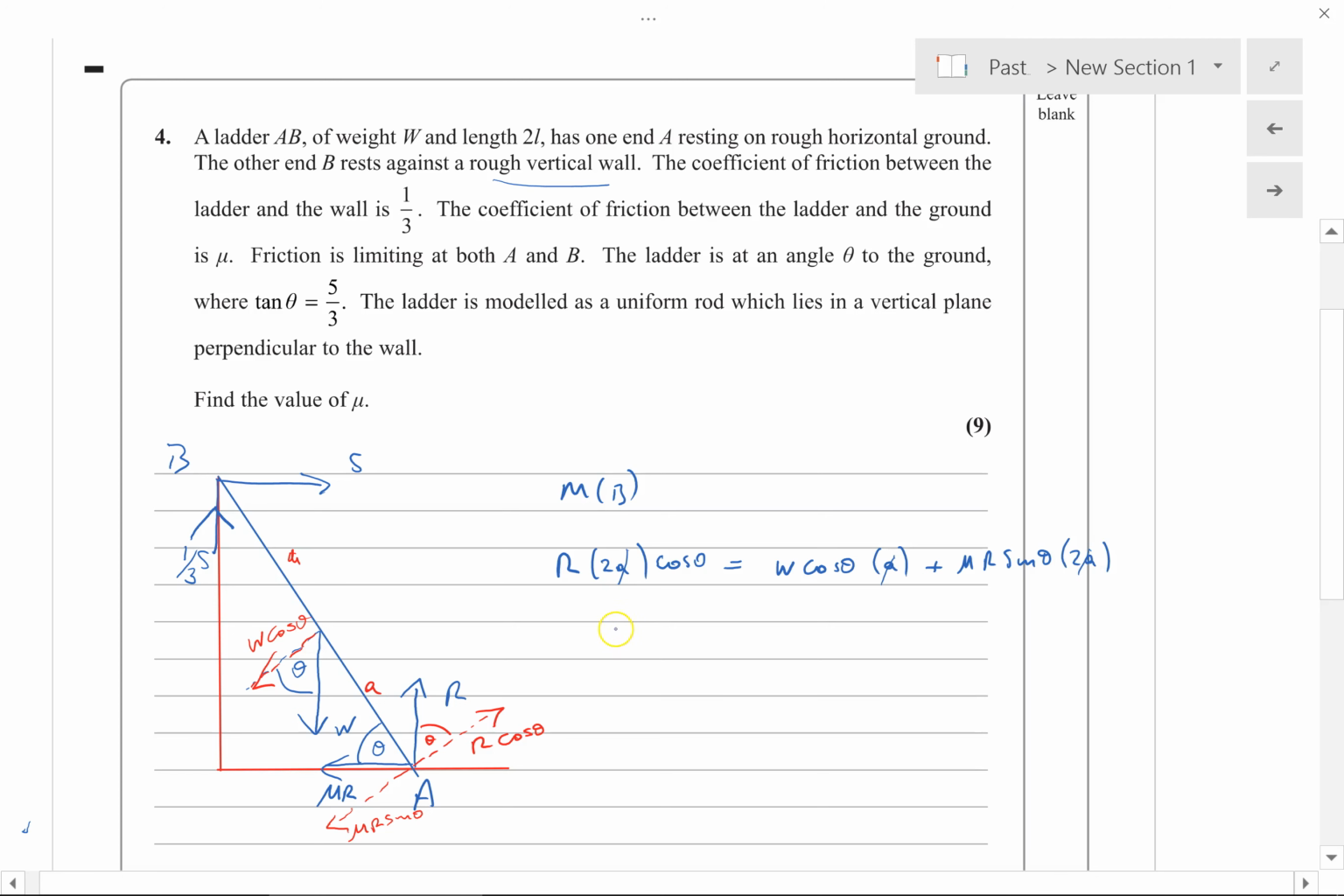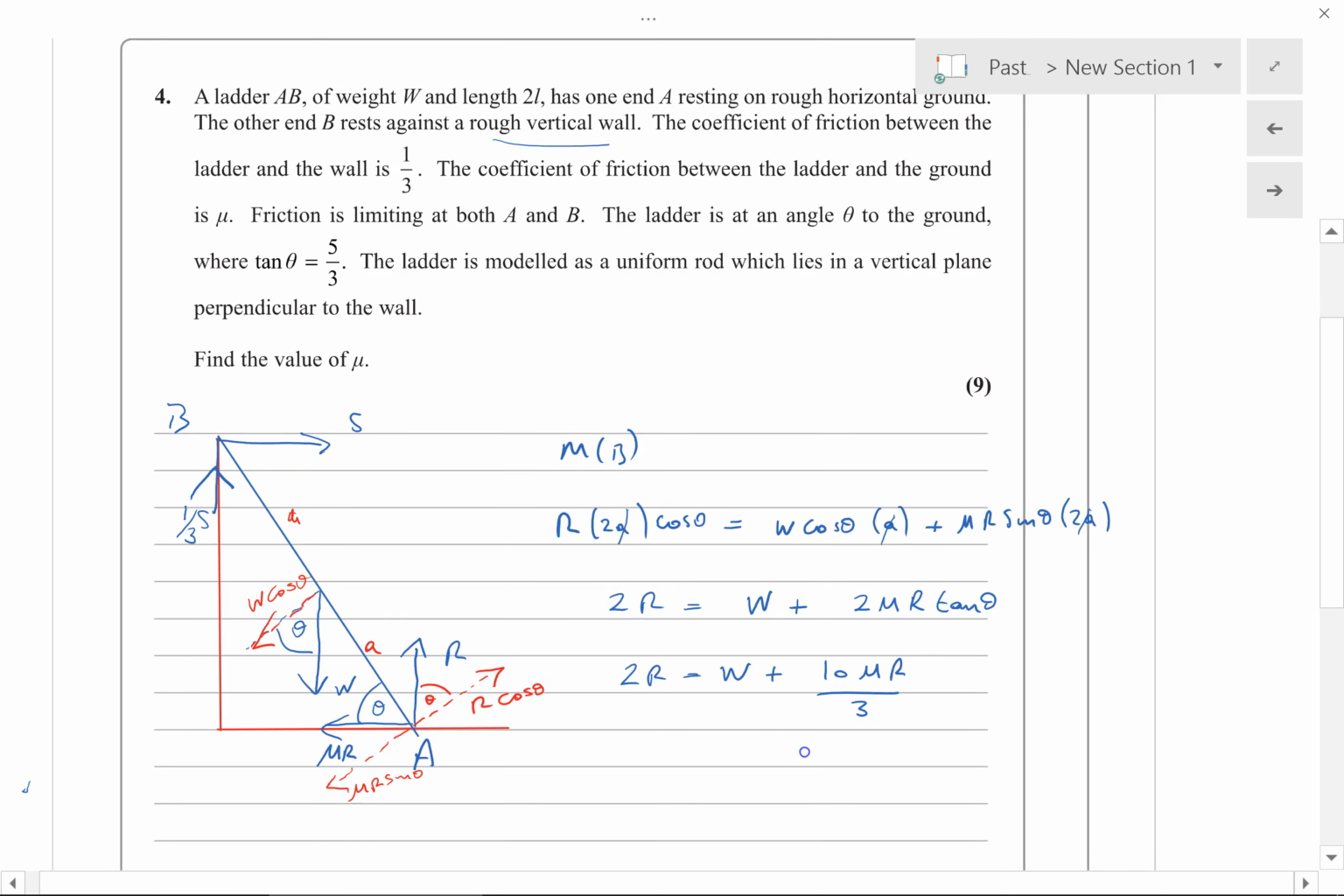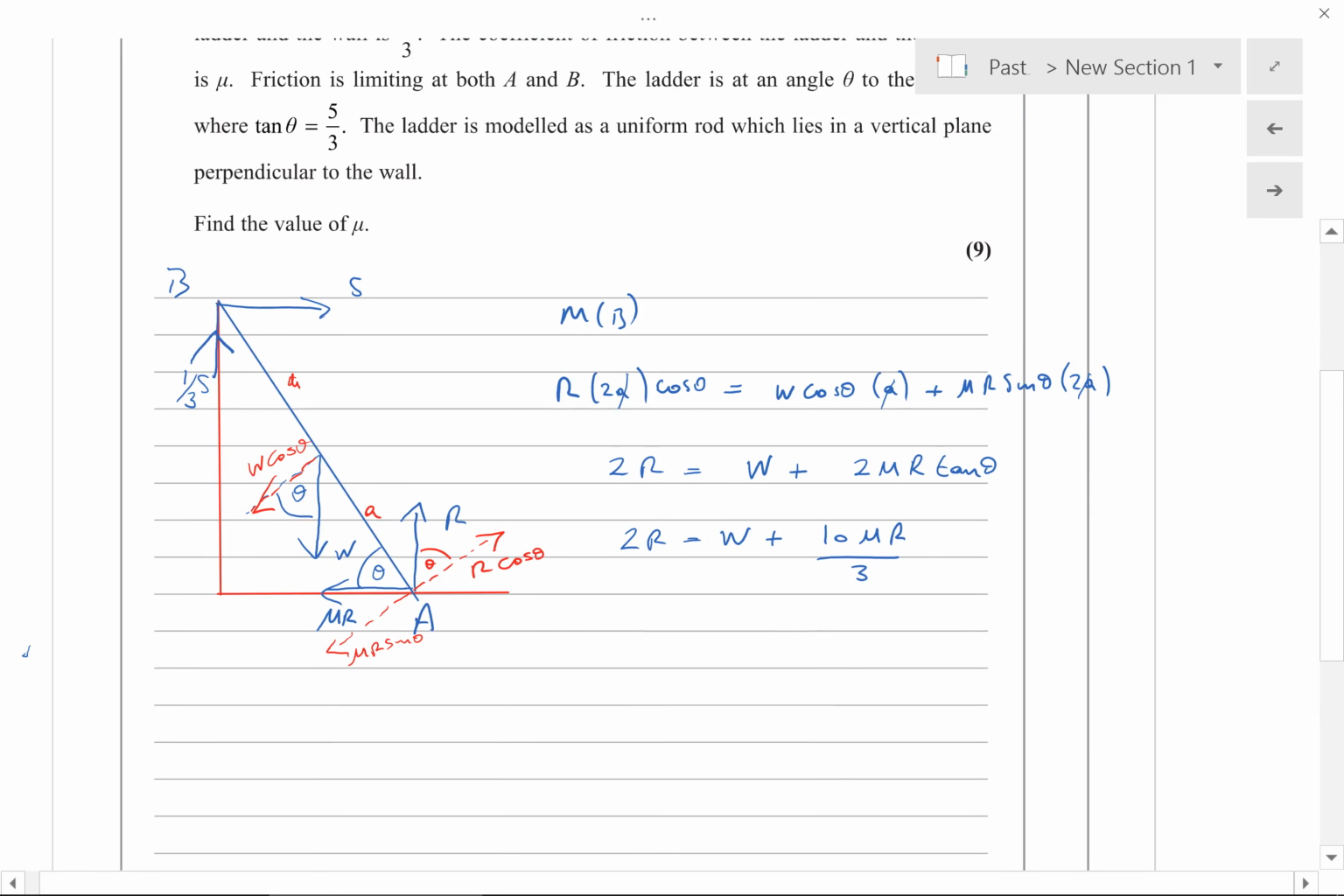So let's divide through by cos theta, and we're going to get 2R equals W plus 2 mu R tan theta, but we know tan theta is 5/3. I'm not going to do anything with that yet, because let's see what happens with our resolving equations first.